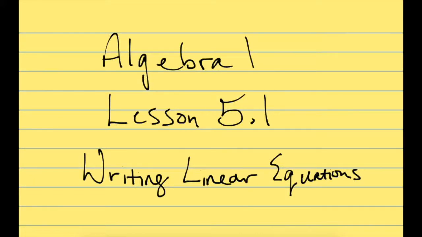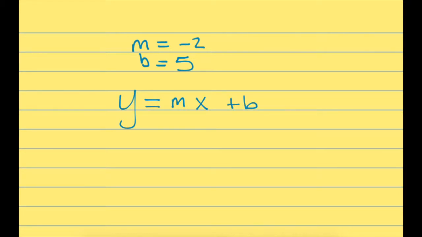Today we're learning how to write linear equations in slope-intercept form. Now some of the questions that you'll have in the homework will give you straight out the slope, being m in our slope-intercept form equation, and the y-intercept, which is b in our equation. So if you remember, slope-intercept form is y equals mx plus b. And m is the slope and b is the y-intercept.